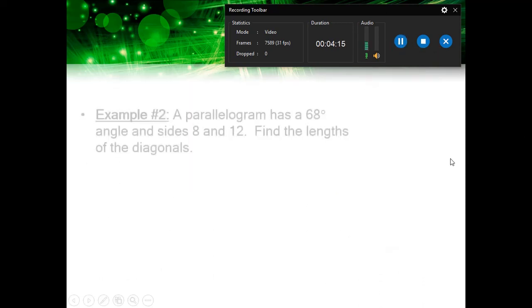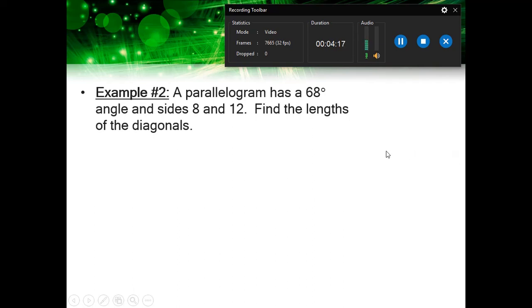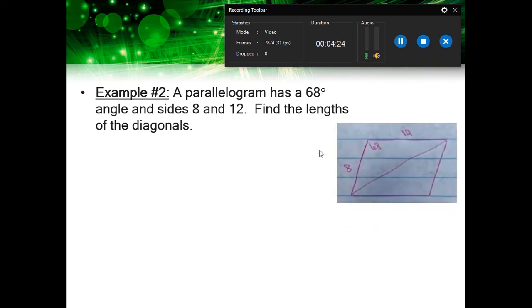For our next example, number 2, this time we have a parallelogram. It has a 68-degree angle, and it has side lengths of 8 and 12. They want us to find the lengths of the diagonals. I'm going to start with 1. We know with the parallelogram, we have opposite sides congruent. So I've labeled the 8 and the 12 and the 68. I'm looking for the length of this diagonal. You can call it any variable that you want. The parallelogram wasn't labeled. So that's 3 sides and 1 angle. I'm going to simply call it side A.